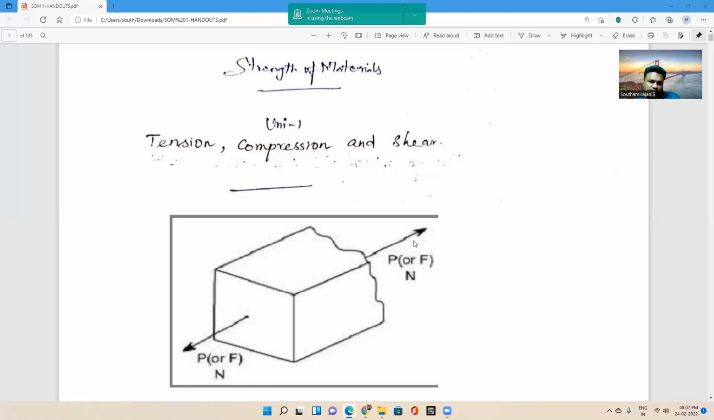Similarly, another format of load is the shear load. Shear load will be applied to the member tangential to the surface of the member. By applying this load on the member, certain deformation will occur to the object.